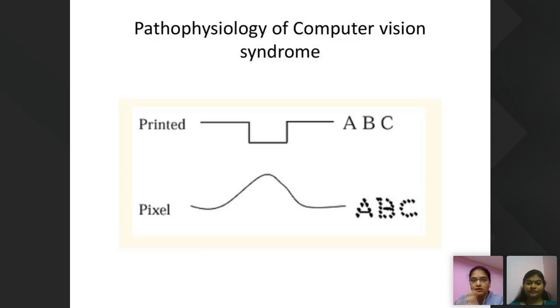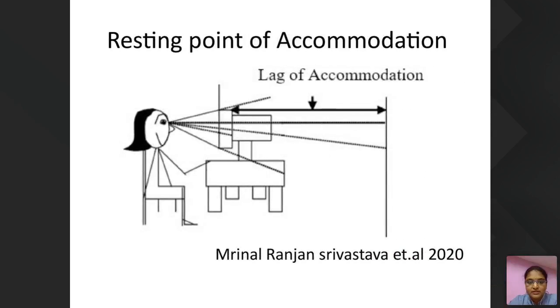That is, we look at the image initially, then we look beyond the computer screen. Initially we will be looking at this computer screen. Later, as we cannot withstand that focus, we look beyond this computer screen. That is called the resting point of accommodation. This is what usually happens. So this focusing and refocusing leads to a strain over the eyeball.